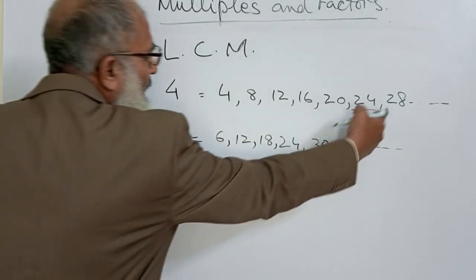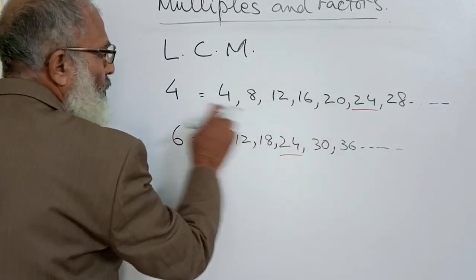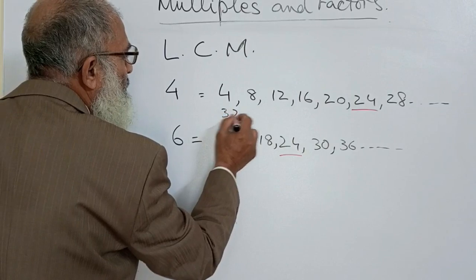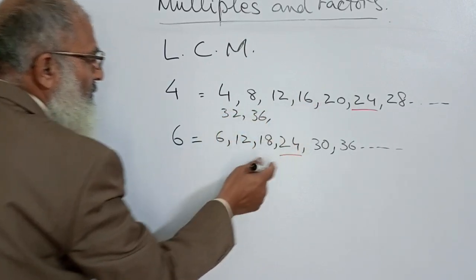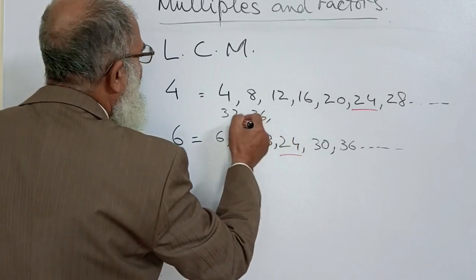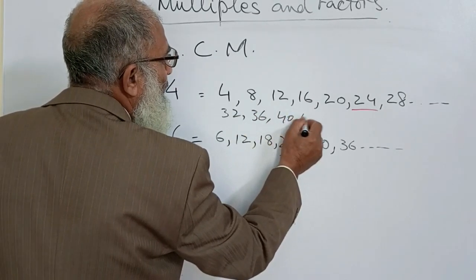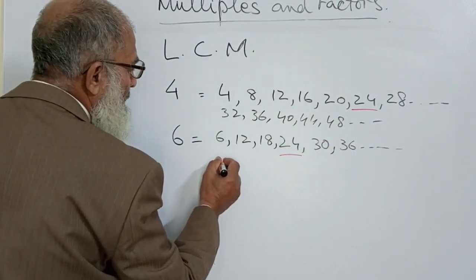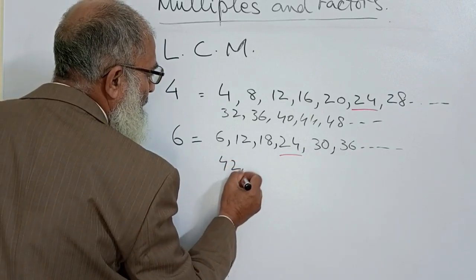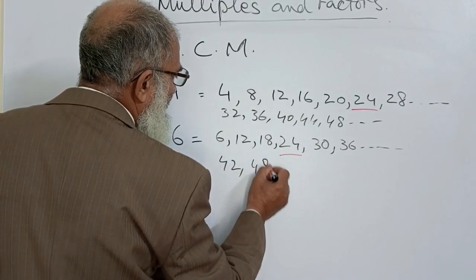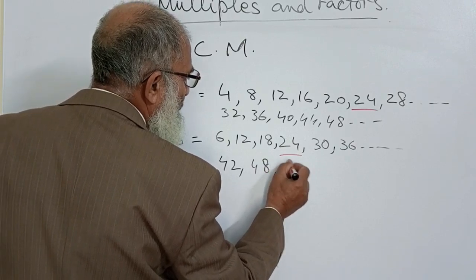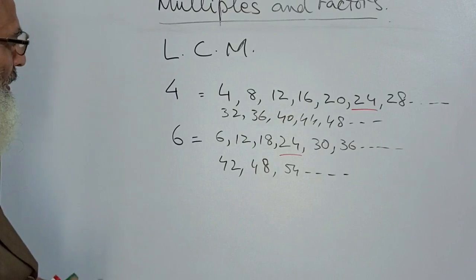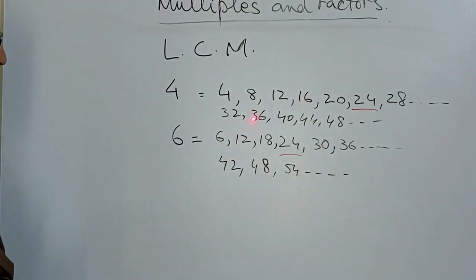Suppose I keep on finding the multiples of 4. The next multiples will come: 32, 36, 40, 44, 48, and so on and so forth. Whereas for 6: 42, 48, 54, and so on and so forth. Here you can see that the number 36 has appeared again in both of the multiples.